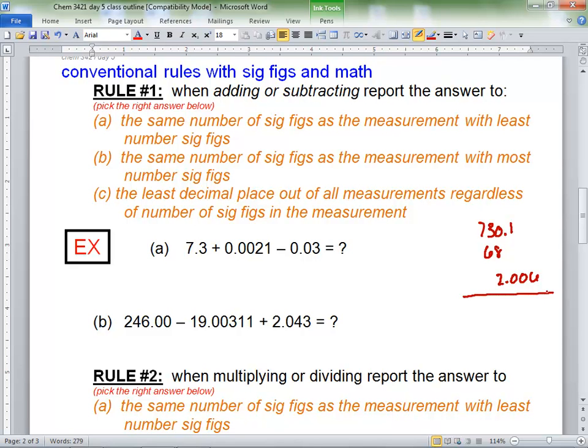Now you don't do your rounding until the very end. You keep all your digits and do your rounding at the very end, but you report your answer to the ones place. So which answer up there, A, B, or C, seems to fit? C. The least decimal places. Yeah, it's the decimal place that matters. So you can line them up. Like Kevin said, that makes a lot of sense. Okay, so go ahead and try it.